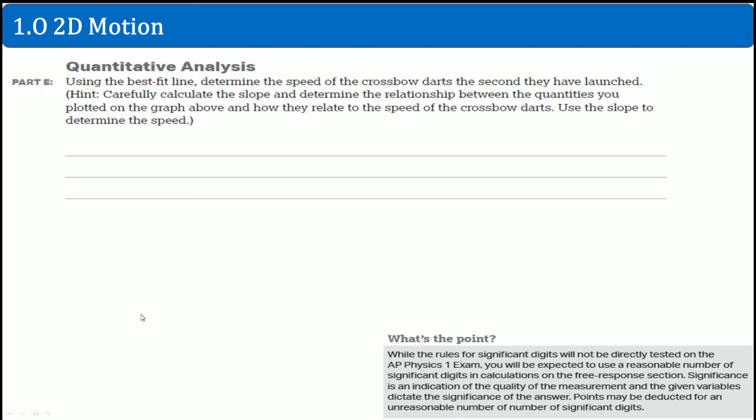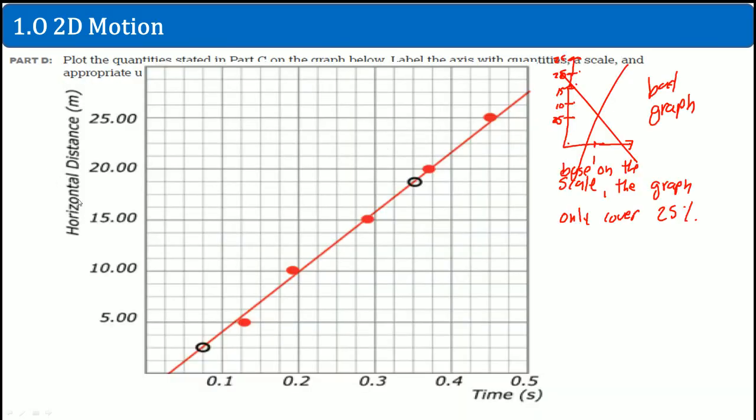All right, last one. Using this, you want to determine the speed that the crossbow launches. So we want to find the speed. And what do we know? We have the distance and the time. So the speed is equal to the slope of the distance versus time graph. We want the slope here.